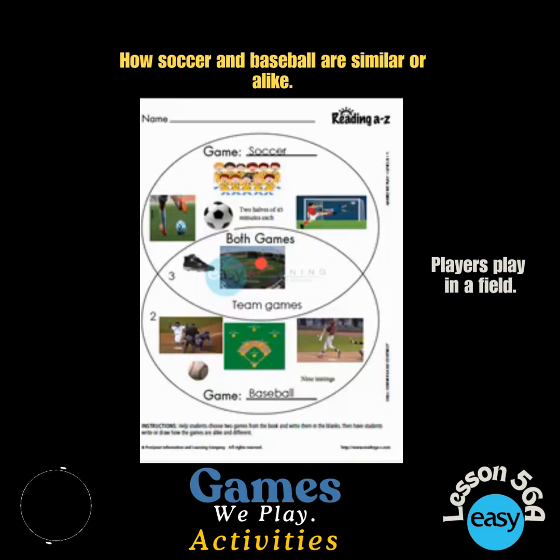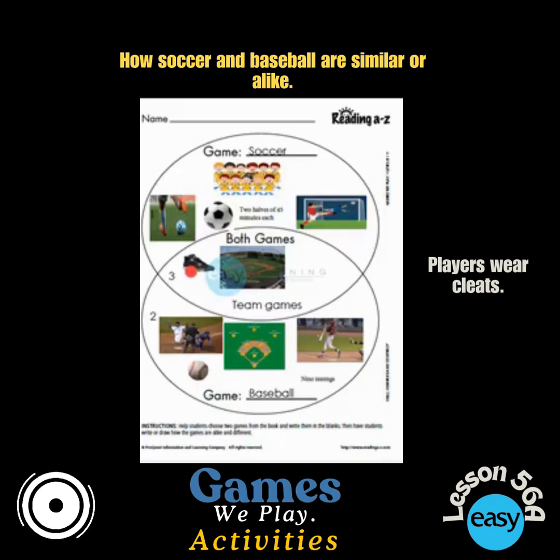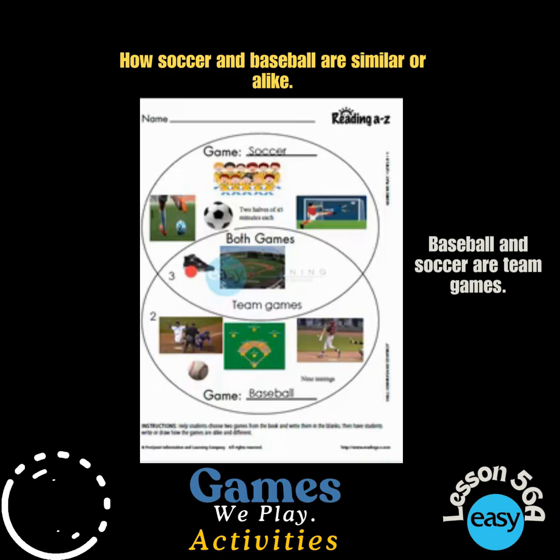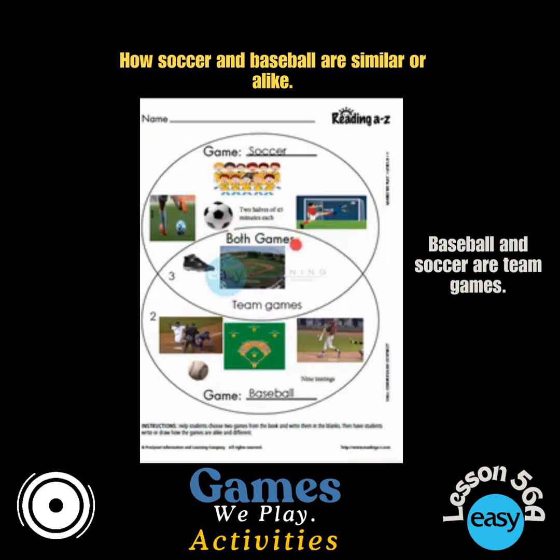And the second common thing about the 2 games is that players wear cleats. Soccer shoes and baseball shoes are called cleats. And finally, baseball and soccer are team games. Team games. So this is the way the two games are alike. How the two games are similar. Okay? Now let's move on to the next activity.